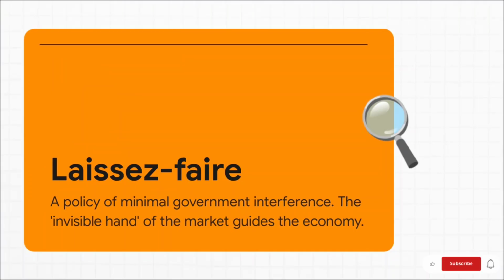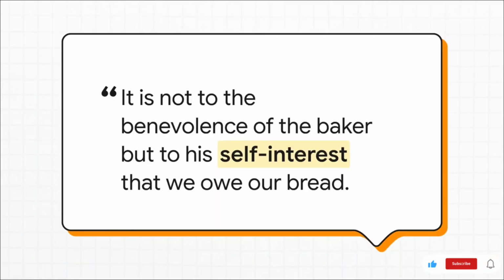The first big one, and you've probably heard of this, is laissez-faire. It's a French term that basically means let it be. Smith was a big believer in a kind of natural law for economics. He argued that if you just leave people alone to chase their own interests, this almost magical, invisible hand will guide the market and produce the best possible result for society as a whole, all without the government needing to step in.